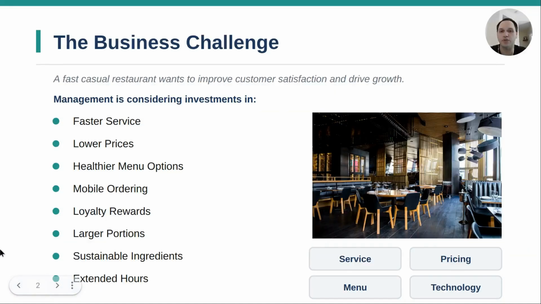Imagine a fast casual restaurant chain is looking to improve customer satisfaction and increase traffic. Management has identified several potential improvements. They could invest in faster service, lower prices, healthier menu options, mobile ordering, loyalty rewards, larger portions, sustainable ingredients, or extended hours. The challenge is that resources are limited. The company cannot invest heavily in every initiative at the same time. The business question becomes, which improvements matter most to customers? This is exactly the type of question MaxDiff is designed to answer.